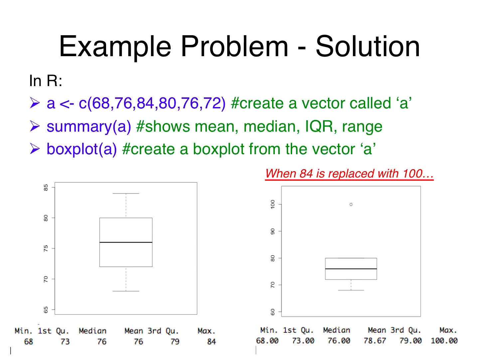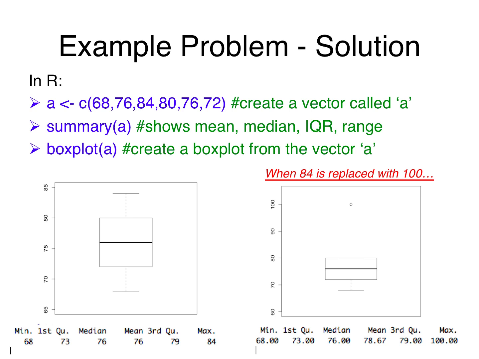And the edges of the box are the first quartile and third quartile. So the first quartile equals 73, and the third quartile equals 79. The interquartile range is calculated by subtracting the first quartile from the third quartile. So 79 minus 73 equals 6. When 84 is replaced by 100, the minimum obviously stays the same at 68. The maximum is now 100. The range is now from 68 to 100, so 32.